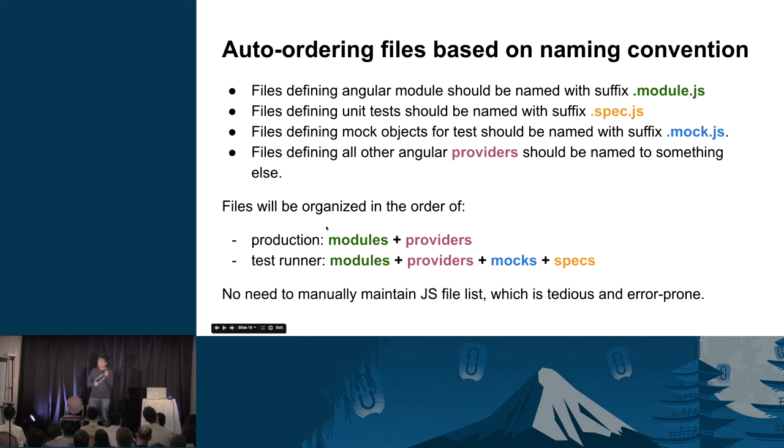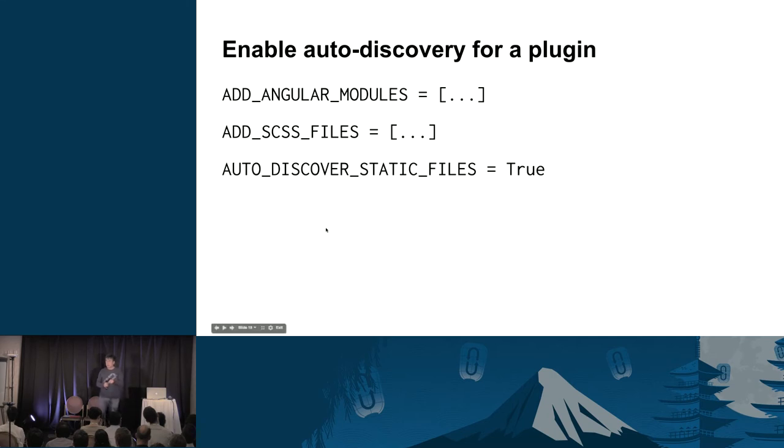There is no need to manually maintain a JavaScript list, which is tedious and error prone. To enable auto-discovery for your plugin, it's simple. You put all the Angular module names in the add Angular modules list and put your SCSS files in the add SCSS files list and just put auto-discovery static files equals true and the system will do its own magic for you.